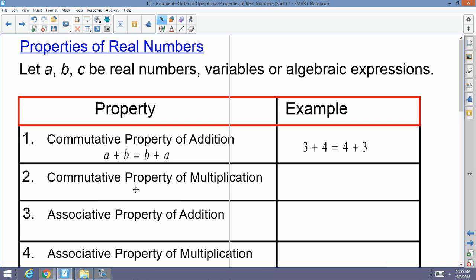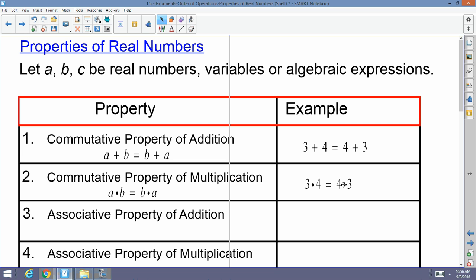It's the same exact thing for multiplication. A times B equals B times A. What that says is I can switch the order of a multiplication problem without changing the answer. For example, 3 times 4 is 12. 4 times 3 is 12. That's the commutative property. I can change the order of addition and multiplication without changing the answer. Little side note. Do you guys think this will work with subtraction, my brother?